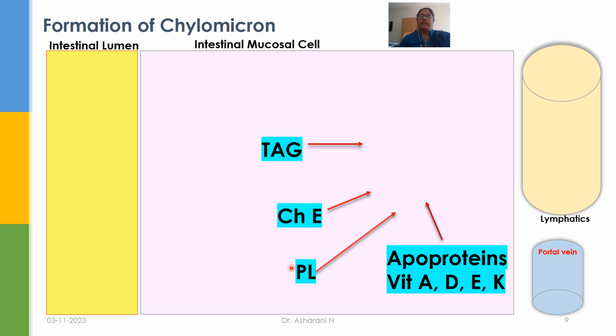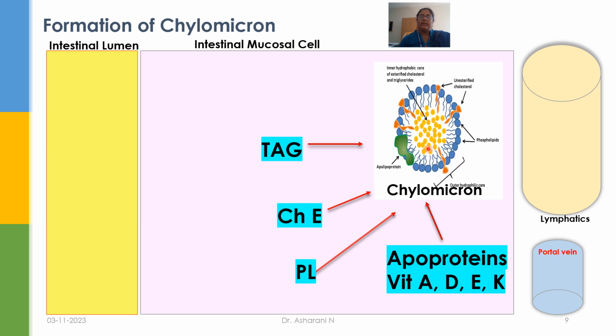Along with these three, a few apoproteins and fat soluble vitamins like A, D, E, K all combine and assemble themselves into one more structure, a lipoprotein called chylomicron. Chylomicron is the way by which the triacylglycerol and other lipids along with fat soluble vitamins are transported.